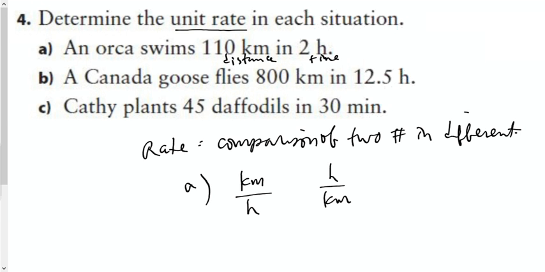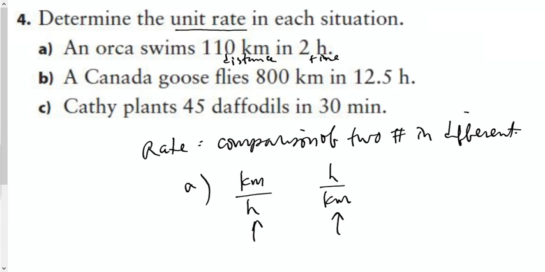So am I going to express the orca swimming in kilometers per hour? Or am I going to express it in hours per kilometer? Meaning, how much time does it take the orca to go 1 kilometer? Or am I going to know how many kilometers it can go in 1 hour?